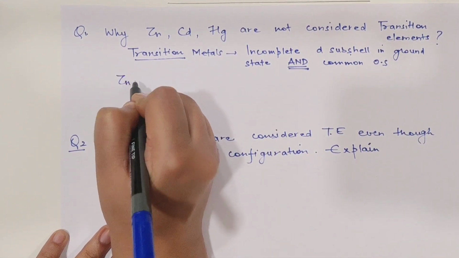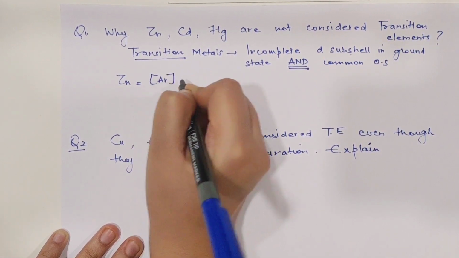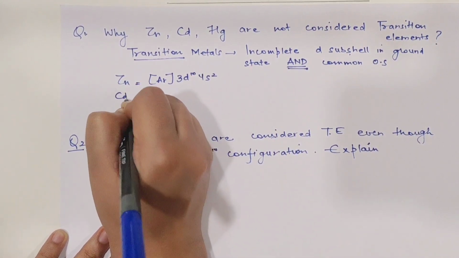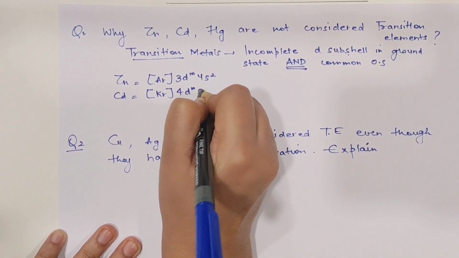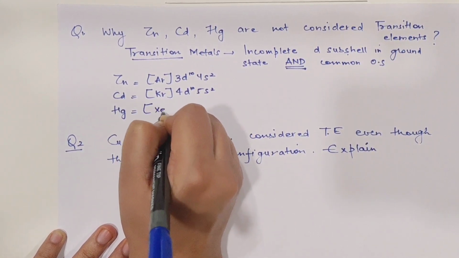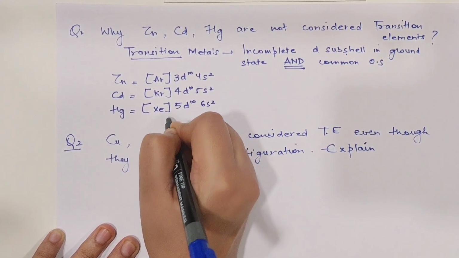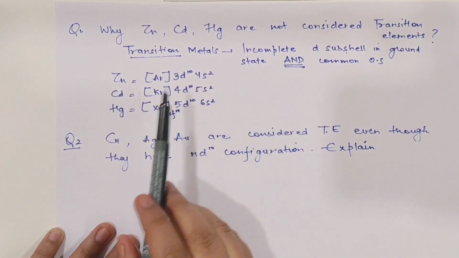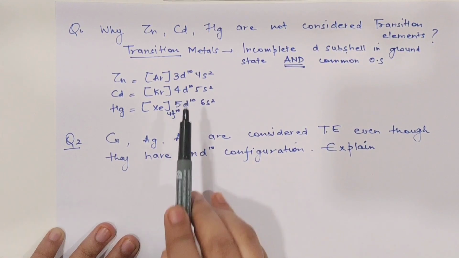When we talk about zinc, its electronic configuration is argon 3d10 4s2. Cadmium would be krypton 4d10 5s2. Mercury is xenon 5d10 6s2, 4f14 as well. Now the thing about these elements is that you can see that they have completely filled D subshell.